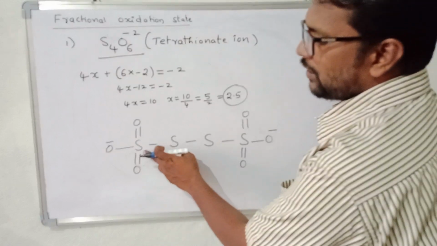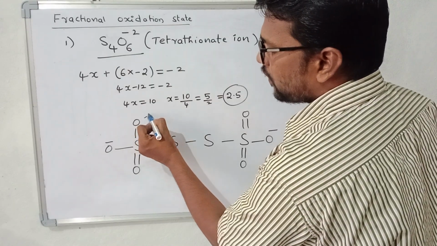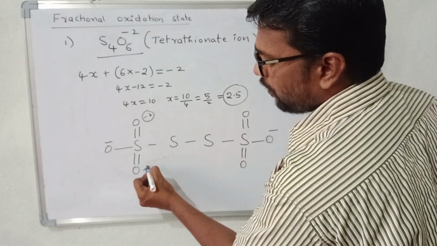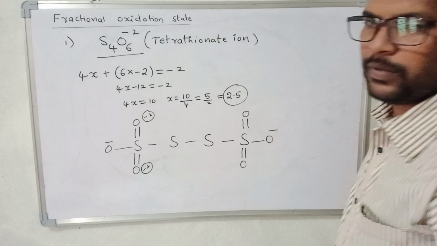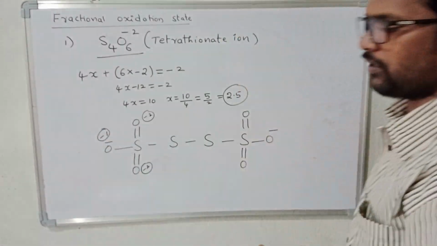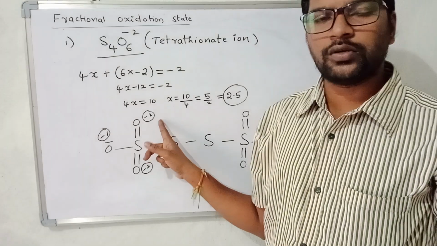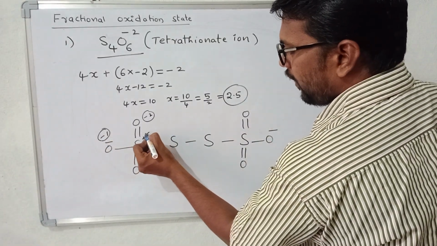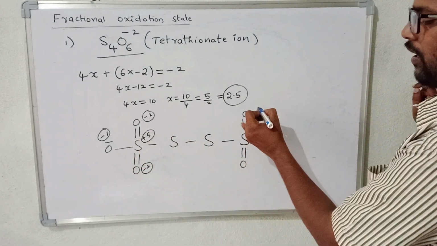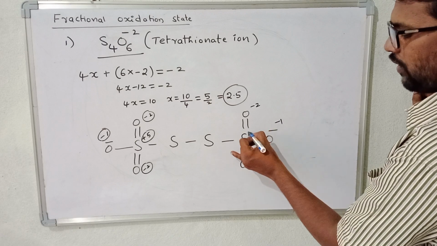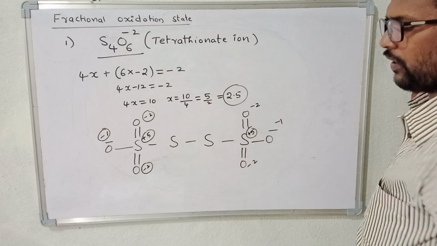In this structure, S double bond O means oxygen contains minus 2, oxide form. S double bond O, oxygen minus 2, and here O minus means oxygen already contains minus 1 charge, so the remaining is minus 1. So minus 2, minus 2 is minus 4, minus 1 is minus 5. So here sulfur has oxidation state plus 5. Similarly here also the same: minus 2, minus 2, minus 1. So the sulfur contains plus 5 oxidation state.